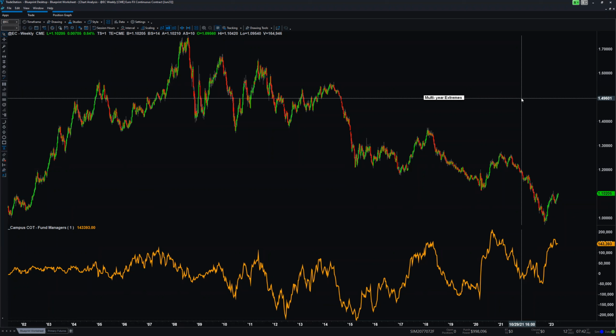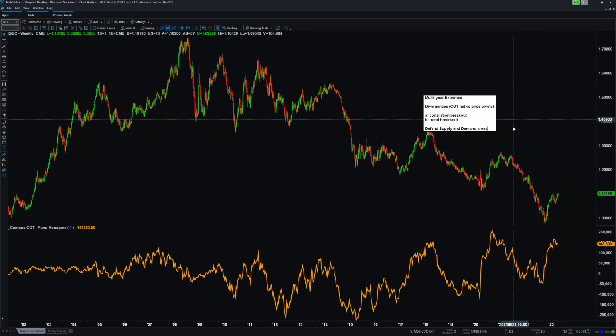multi-year extremes. Then we're looking at divergences, COT net versus price pivots. Then we're looking at consolidation breakout. And then we're looking at trend breakouts. And what we're going to do is defend the supply and demand areas with the fund managers and hopefully trade in line with them.